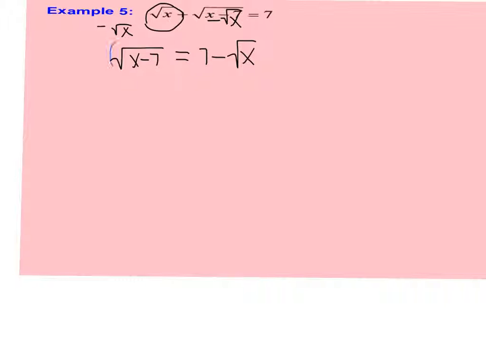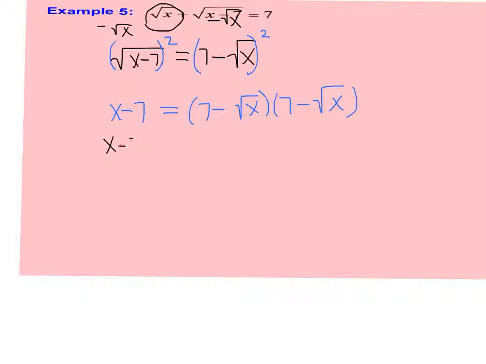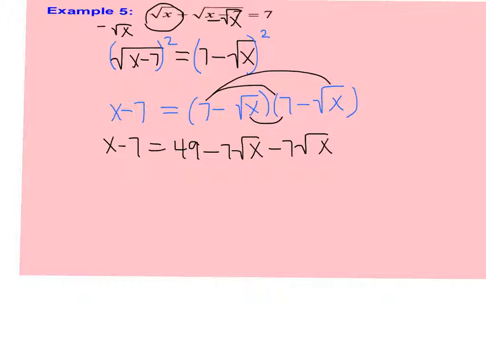Now I can go ahead and square both sides of the equation. That's going to get rid of the square root on the left-hand side. I'll have x minus 7. But on the right-hand side, I'm going to have to do some distribution here. So we have x minus 7 equals 7 times 7 is 49. My inner term is minus 7 root x. My outer term is also minus 7 root x. If I multiply the last 2 terms together, I get plus x.